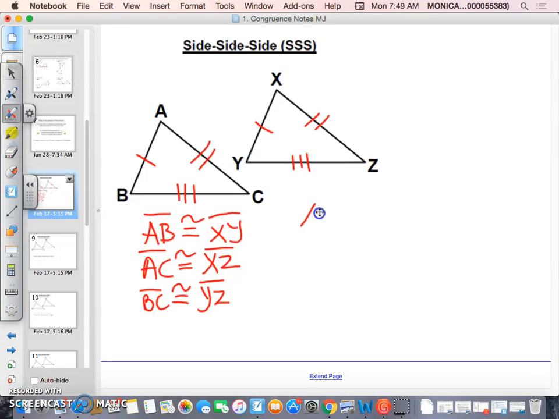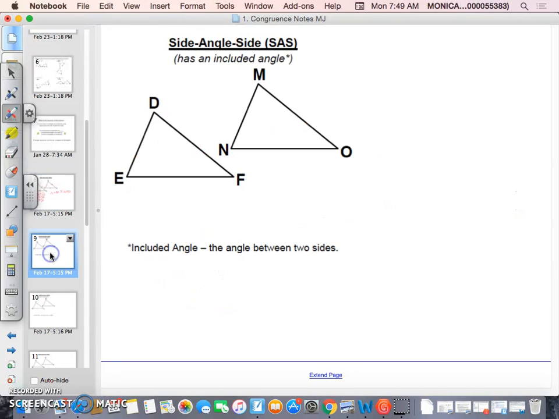And so what you would say is that triangle ABC is congruent to, and it's going to be extremely important that we write it in exactly the same order. So angle A corresponds to X, angle B corresponds to Y, and then angle C corresponds to Z. So if in fact you know all 3 sides are congruent, then you can say for certain that these two triangles are congruent as well.